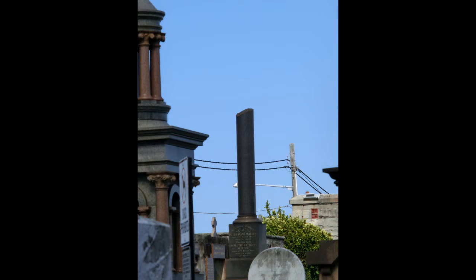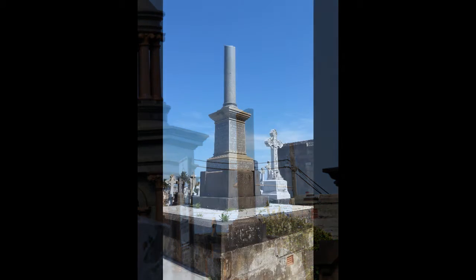So we have the obelisk, but what we also have is many of these stones which are in the form of a broken column. I recently did a shorter video touching on some of these things.